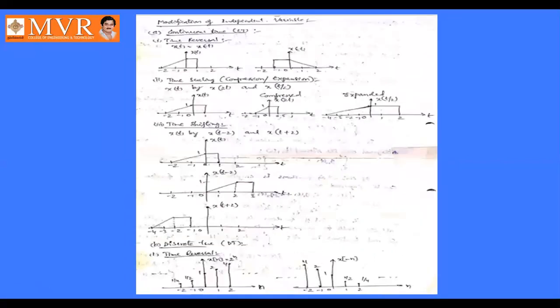Next, time shifting. It can be shifted towards the right side or left side by so and so units. So if it is x of n minus 2, it is shifted towards the right side by 2 units. If it is n plus 2, it can be shifted towards the left side by 2 units. So these are the modifications of independent variables in continuous time as well as discrete time signals.